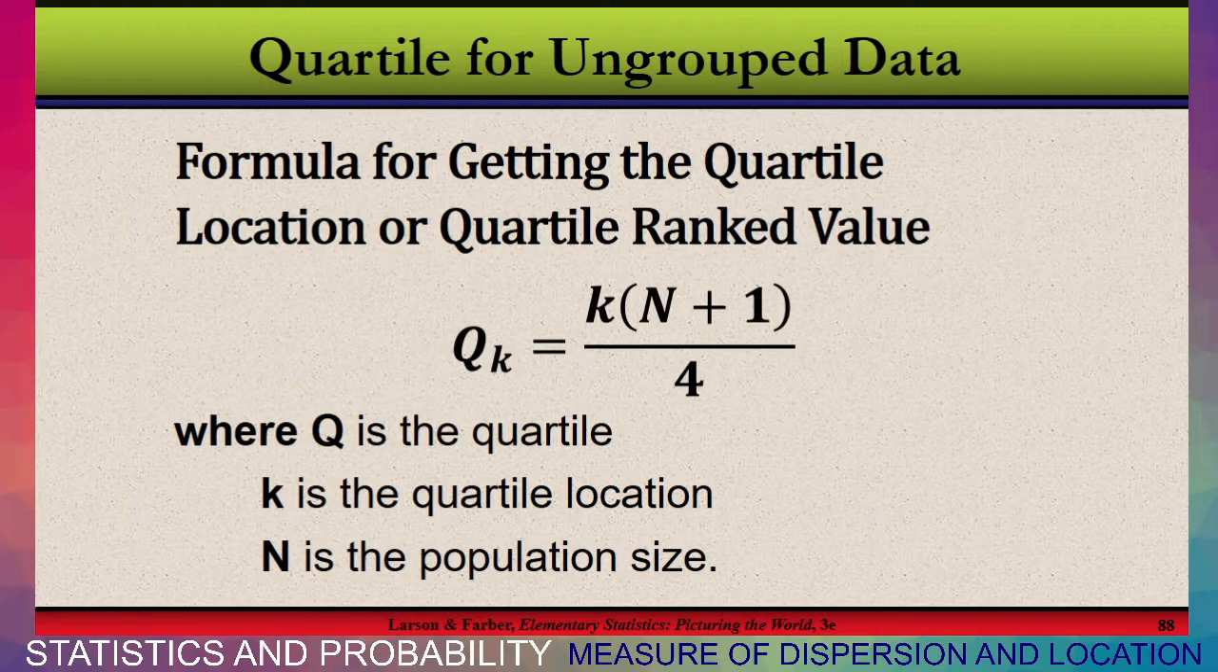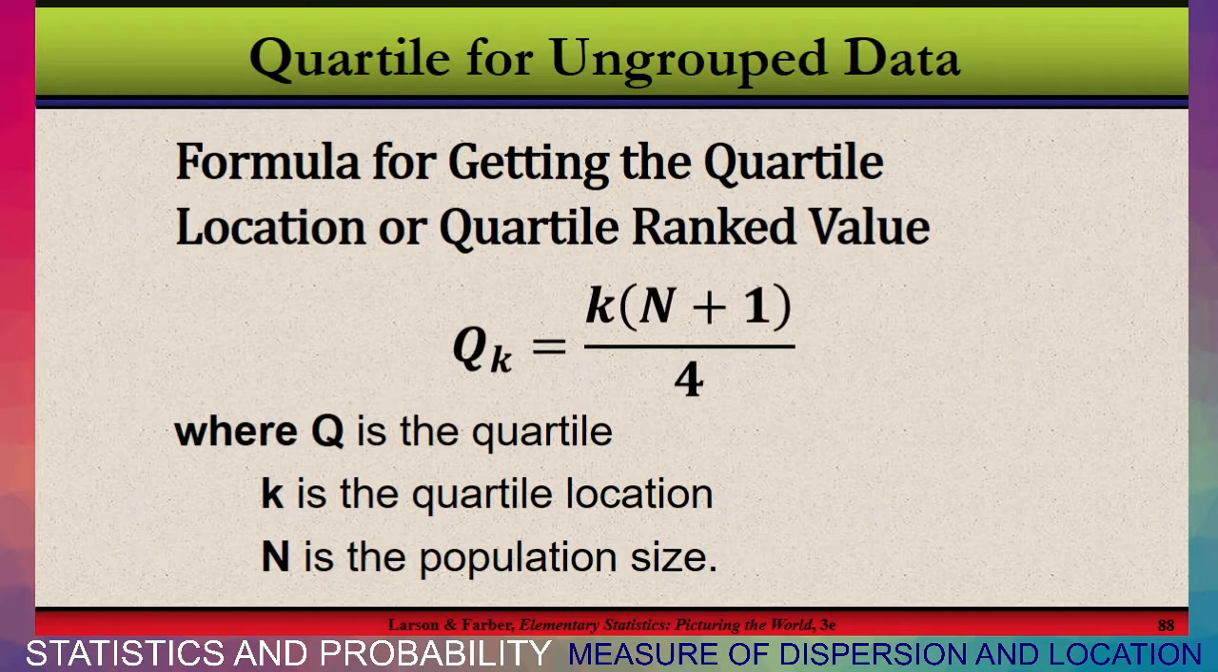So, meron tayong formula. Q sub K is equals to K times N plus 1 over 4. So, sa median, N plus 1 divided by 2. Okay? So, where Q is the quartile and K is the quartile location, and N is the population size. Next.